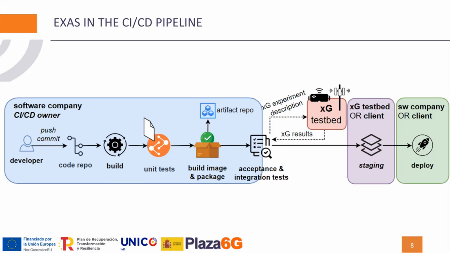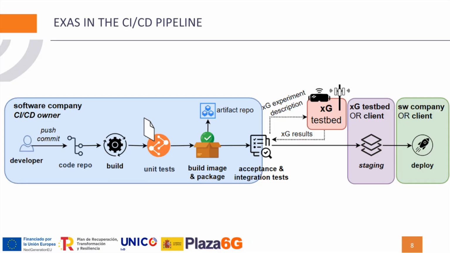Once they do some improvement, they push the code to the repo, and then they build it, they run unit tests, they build and package the thing, and then they move to integration tests, so potentially with other building blocks, and acceptance tests. So the key thing that we are proposing here is that as part of the acceptance test, so it's not a local acceptance test, which is a typical thing they do, it's a more advanced acceptance test where you put this experimentation service in the middle.